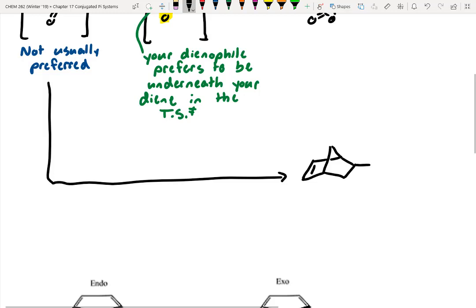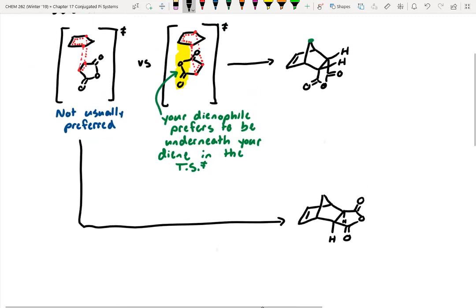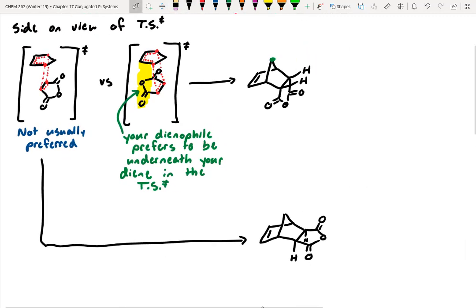But this time, things are going to be down here, and the hydrogens are almost going to be like little legs sticking down underneath. So these are the two potential products we could get. The one on the top is called our endo product. The one on the bottom, which we said usually isn't preferred, is called our exo product.